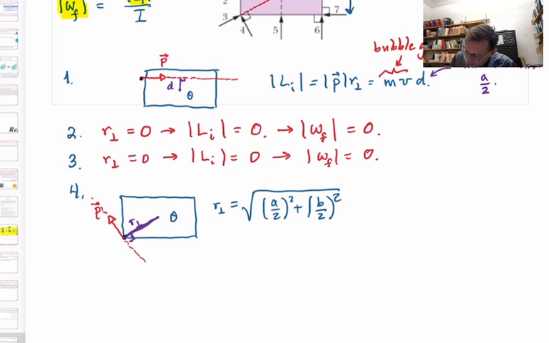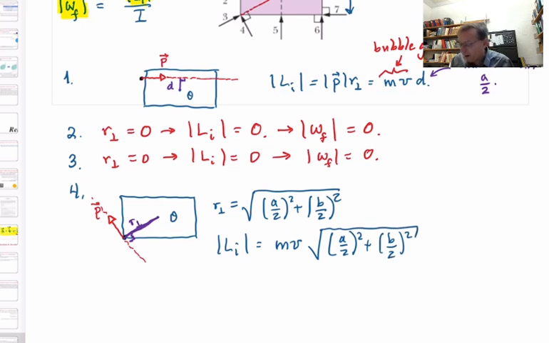So, L initial magnitude is M times V times that moment arm. And although I don't know actual numbers for A and B, I know that the square root of (A over 2) squared plus (B over 2) squared, that purple distance there in picture 4, is larger than the distance D in my picture number 1. Yes? So I know the L in 4 is bigger than the L in 1.